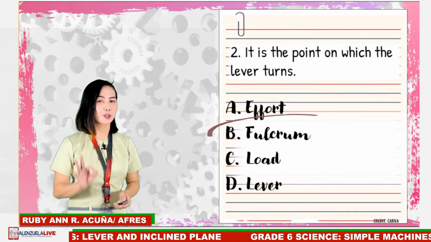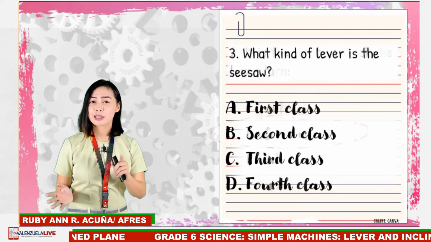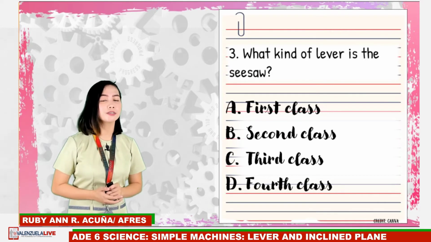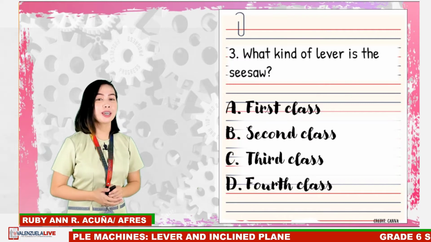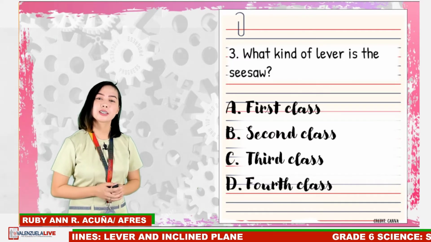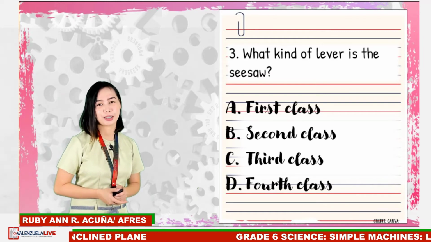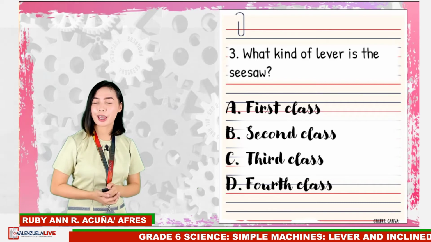So for our third question, what kind of lever is the seesaw? A, first class, B, second class, C, third class, or D, fourth class? Comment down the letter of your answer.